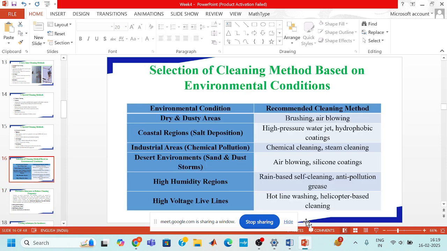So here we are done with the cleaning methods which are used for different insulators, and the selection criteria: depending upon the environmental conditions, which cleaning methods are recommended.